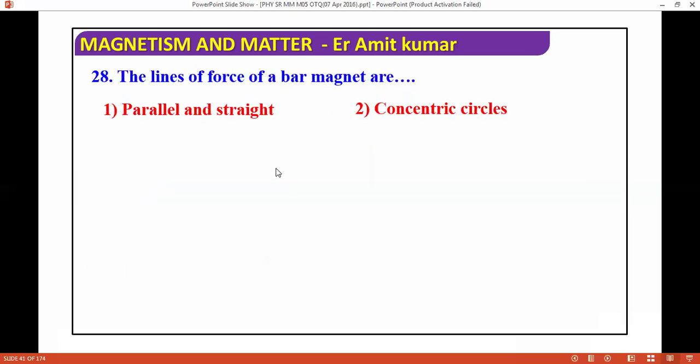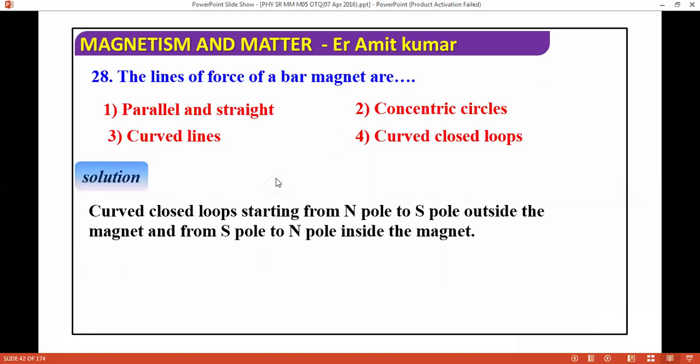Next question: the lines of force of a bar magnet are parallel, straight, concentric circles, curved lines, or curved closed loops. So what is the correct answer? Curved closed loops, starting from the north pole to the south pole outside the magnet and from the south pole to the north pole inside the magnet. So the lines of force of a bar magnet are curved closed loops.